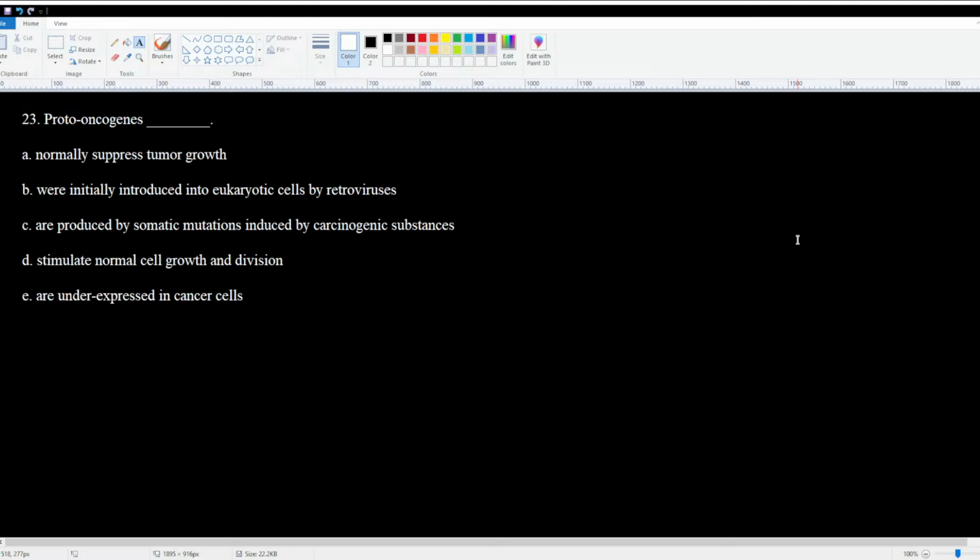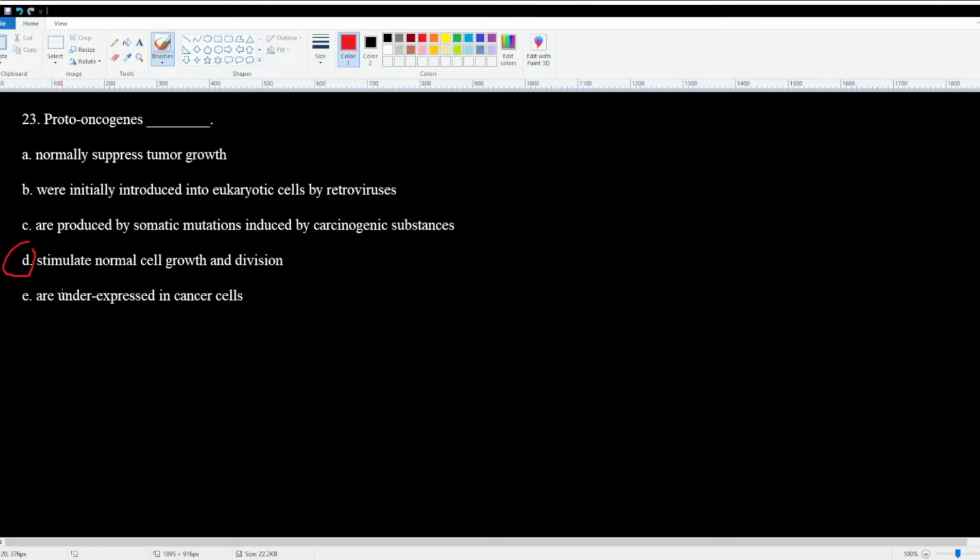Number 23, proto-oncogenes. We talked about those, right? Proto-oncogenes are involved in the process of cell division and cell growth. And if we have cell growth out of control, if we have cell division out of control, then that's cancer, right? Onco means cancer, proto means before, so before cancer genes, right? So just think that through, right? What did I just describe? I just described answer option D.